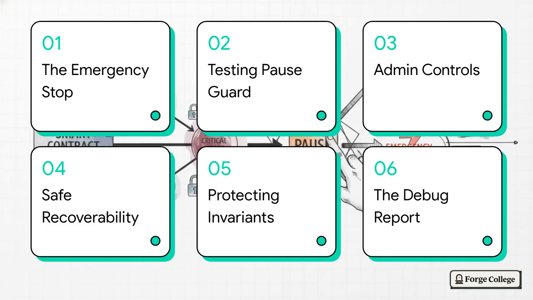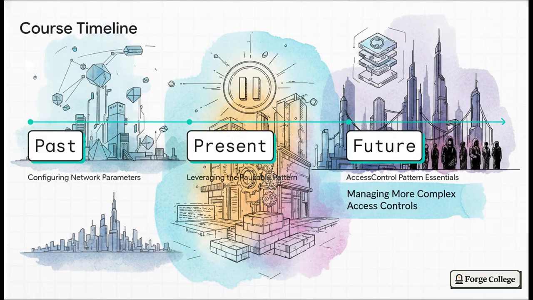Let's get to it. Just to give us a quick lay of the land, here's where we're at in our applied Solidity development track. In the last lesson, we were configuring network parameters, setting up the environment, all that good stuff. Right now, we're leveraging the pausable pattern. We're building those concrete pause behaviors that essentially bridge the gap between simple setups and the really complex multi-role systems we're going to tackle next when we get into access control pattern essentials. Mastering this pause behavior is absolutely a prerequisite for what's coming next.